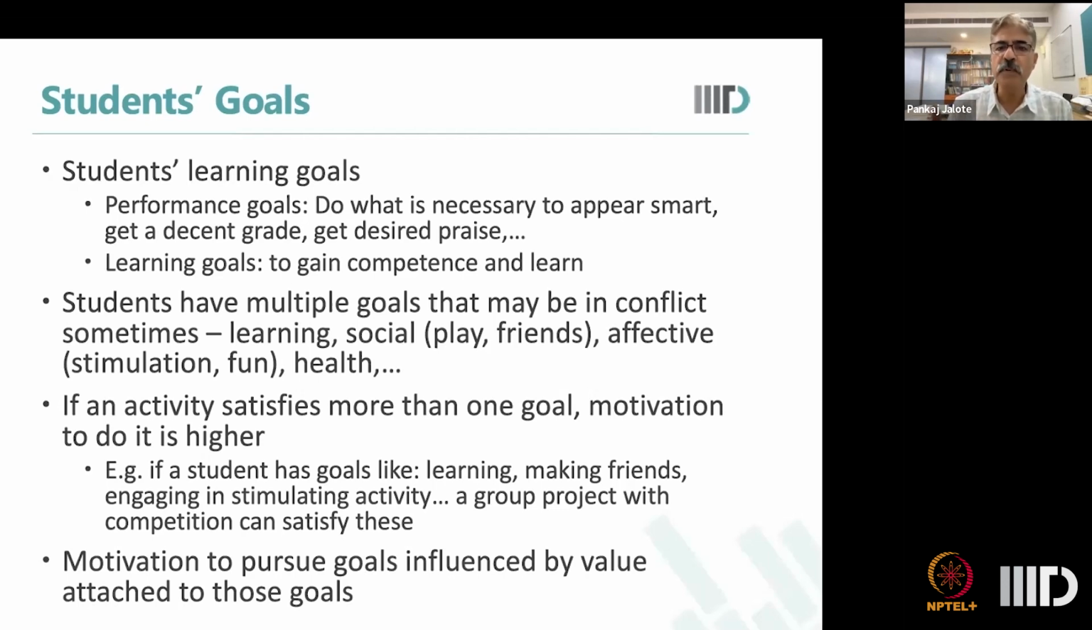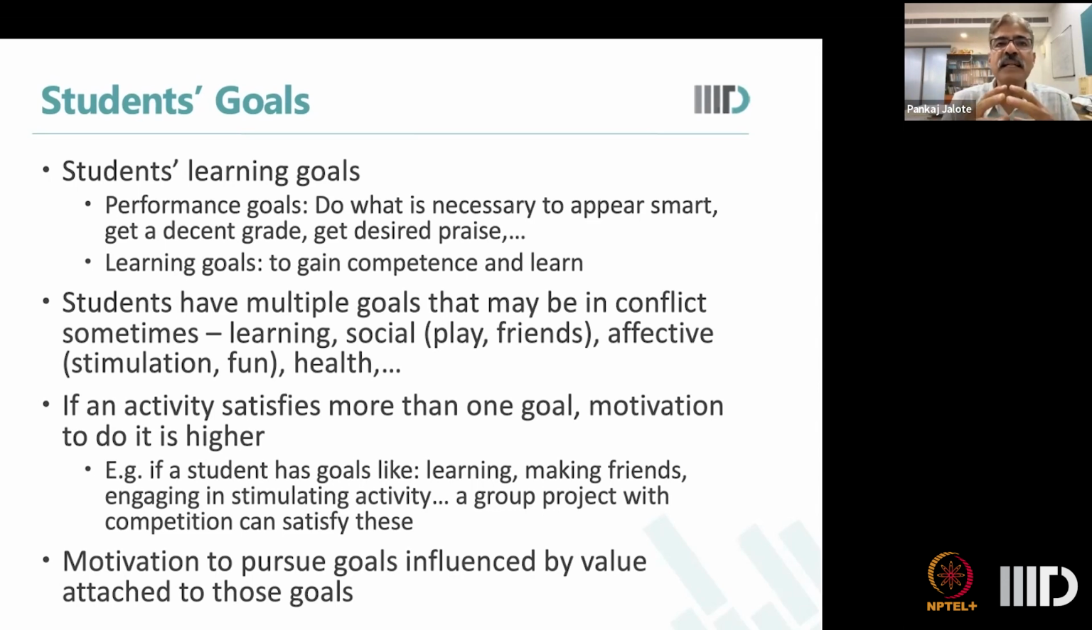But students may have multiple goals that may be in conflict sometimes. Learning, of course, is one of them. Hopefully, they've come to college for that. But they have, of course, social goals. They want to play. They want to make friends. They have some affective goals. They want stimulation. They want to have fun. They want to laugh, and so on. They may have health goals. There may be family goals. We don't know. So there are multiple types. They will definitely have multiple goals. If an activity satisfies more than one goal, motivation to do it is higher.